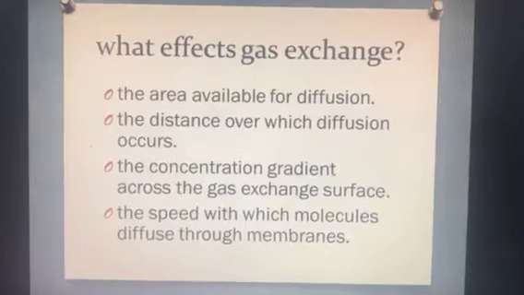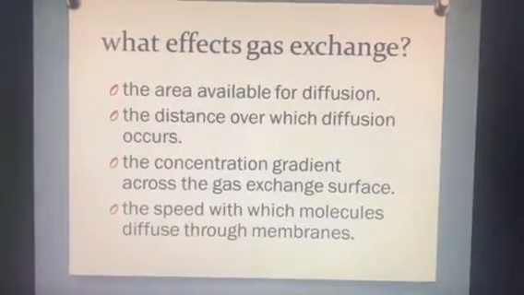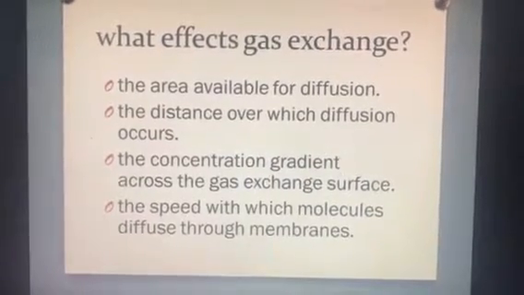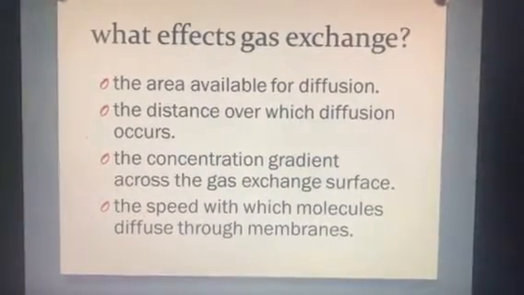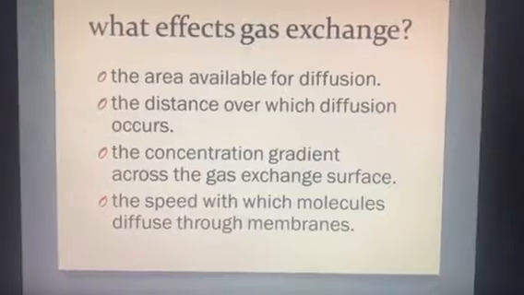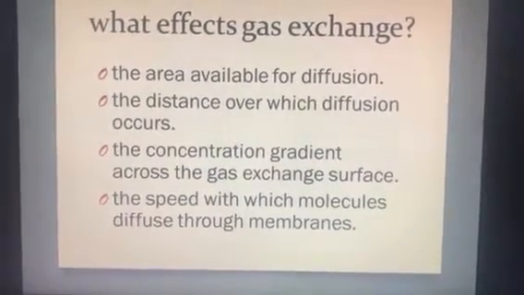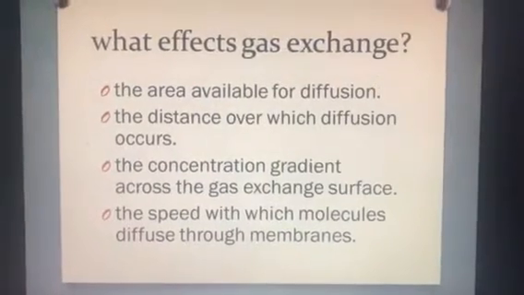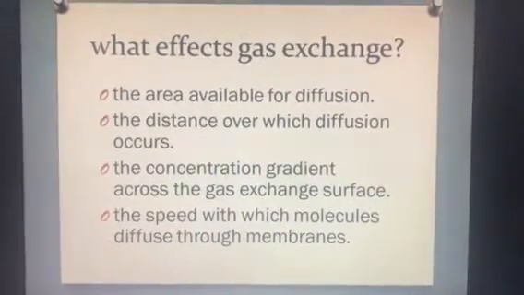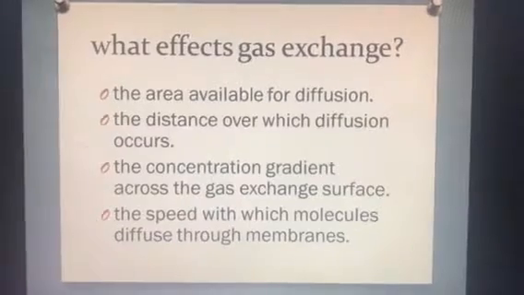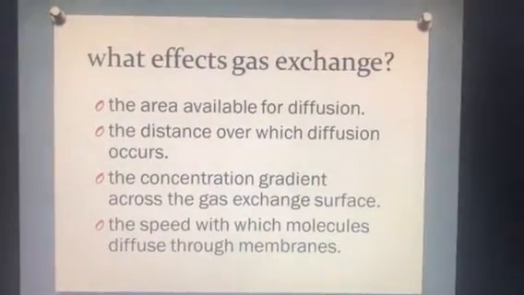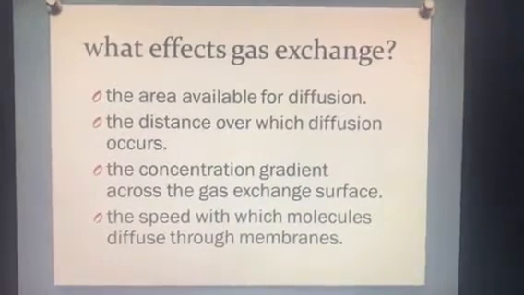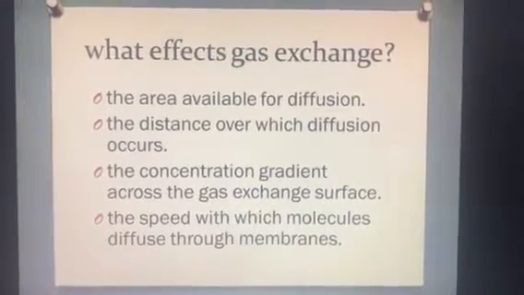What affects gas exchange? So the 4 things that affect the gas exchange are going to be the area available for the diffusion, which depends on the blood concentration and the gases in the alveoli. The distance over which the diffusion occurs, which we said was only 1 cell thick, so that's why it's so fast. The concentration gradient across the gas exchange surface, so depending on kind of how hard you're breathing, and the speed at which the molecules diffuse through the membrane.